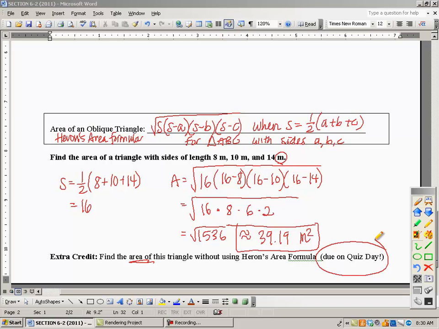Okay, that's the end of section 6.2, law of cosines. Tonight's homework is a worksheet, so please make sure that you're using law of cosines for as much of it as you can. I know there's one question where you can use the law of sines to start, but for the most part you have to use the law of cosines.